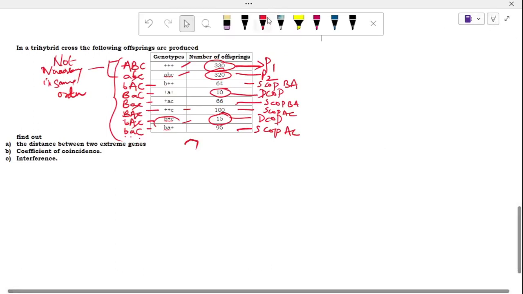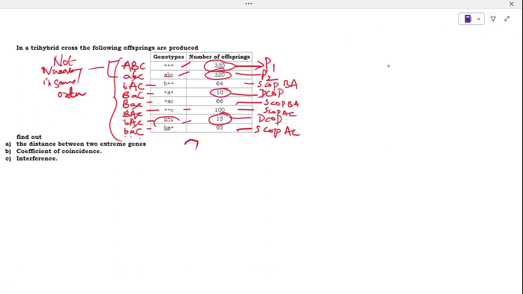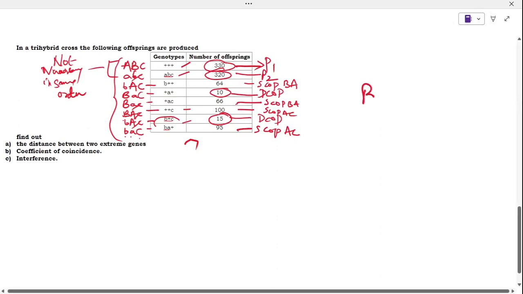We find out the single crossing over products with respect to B and AC. Why? Because we already know that B and C are the extreme genes here. Small b, small a, small c is extreme genes here. And BC is extreme genes. A should be in the middle. And to find out the distance, first we need to calculate the distance between BA.